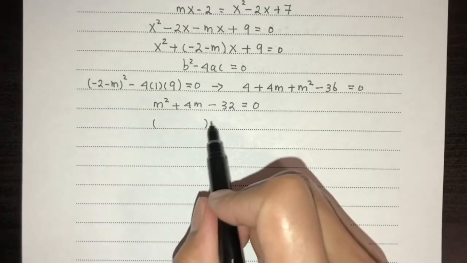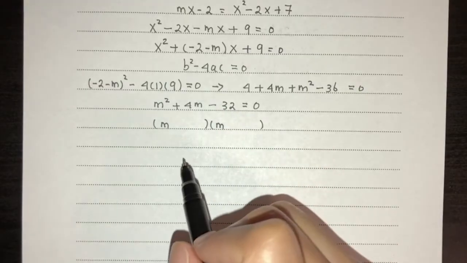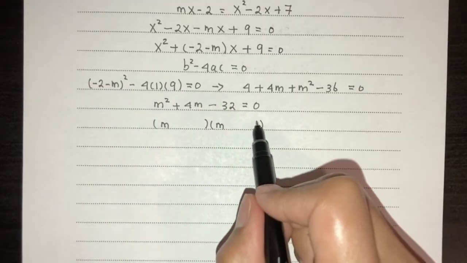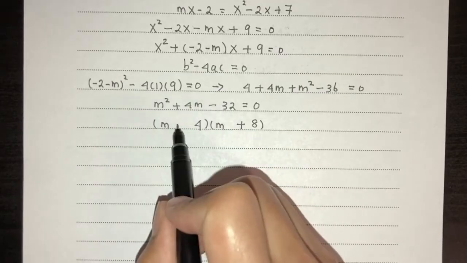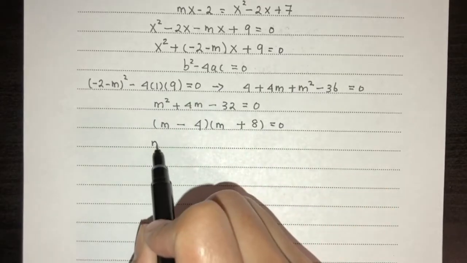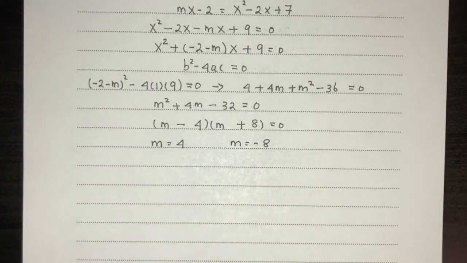Now we have to factorize to find the two possible values of m. So this will be what? It can be 8 times 4. To get plus 4, we have to have plus 8 minus 4. So m can be 4, m can be minus 8.